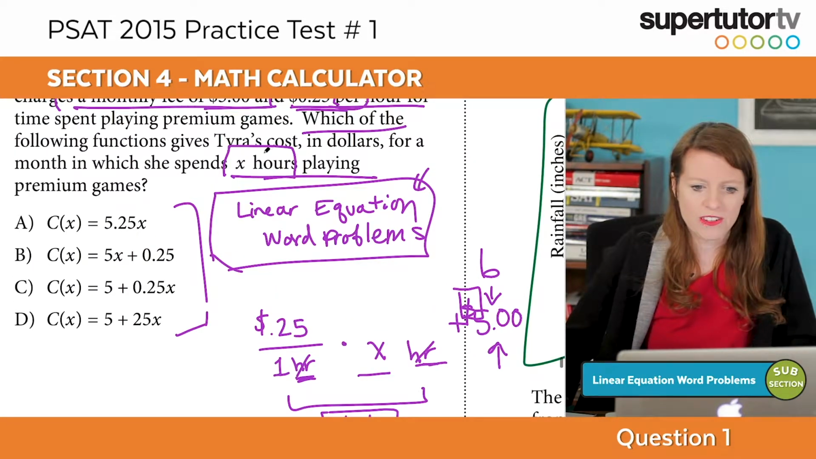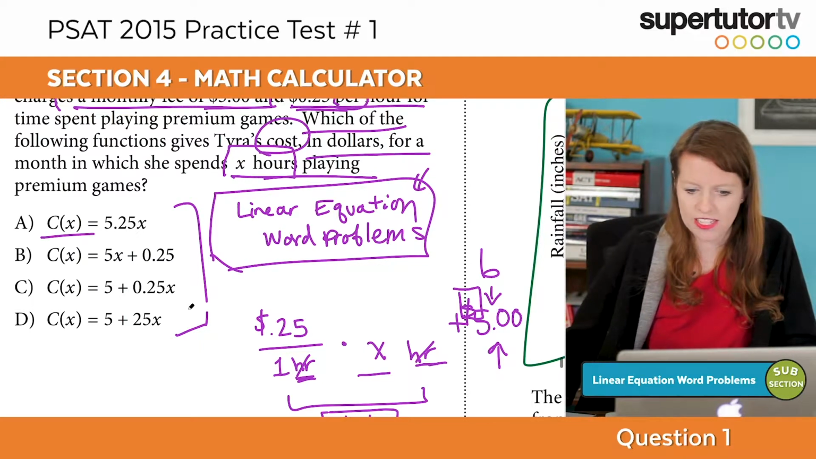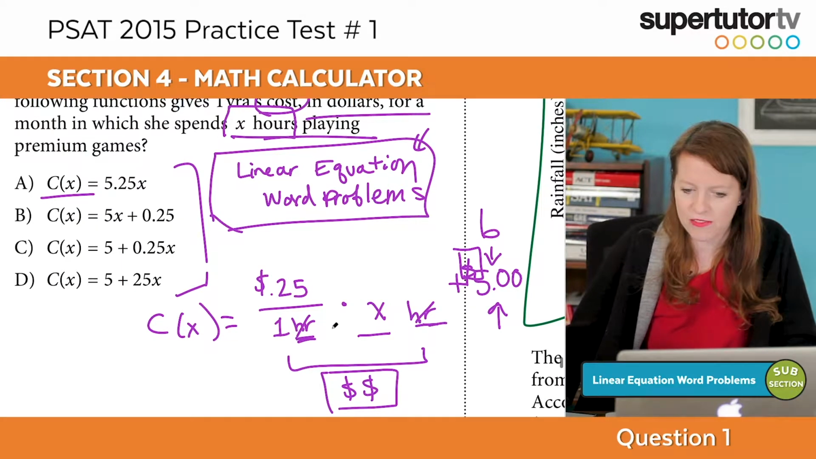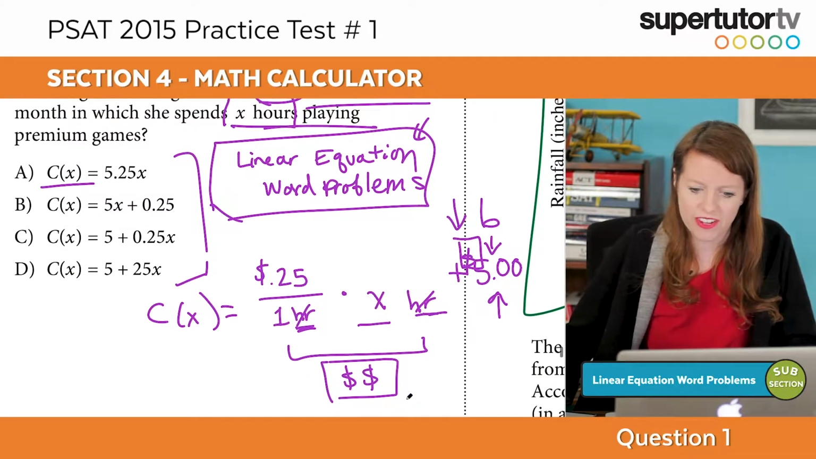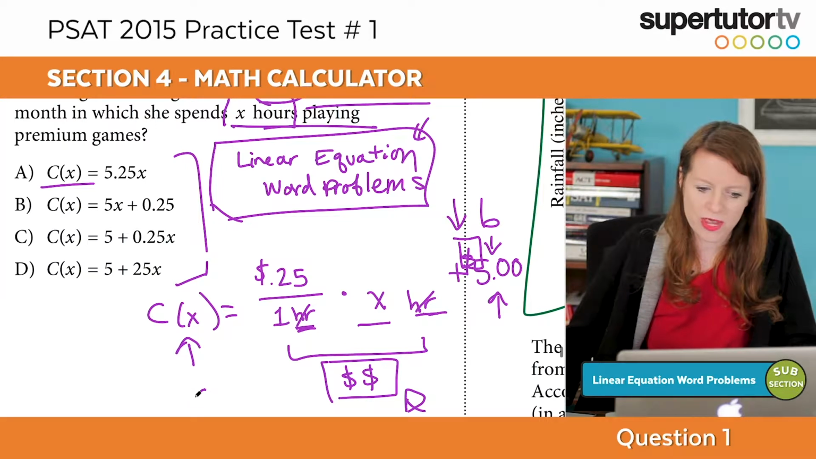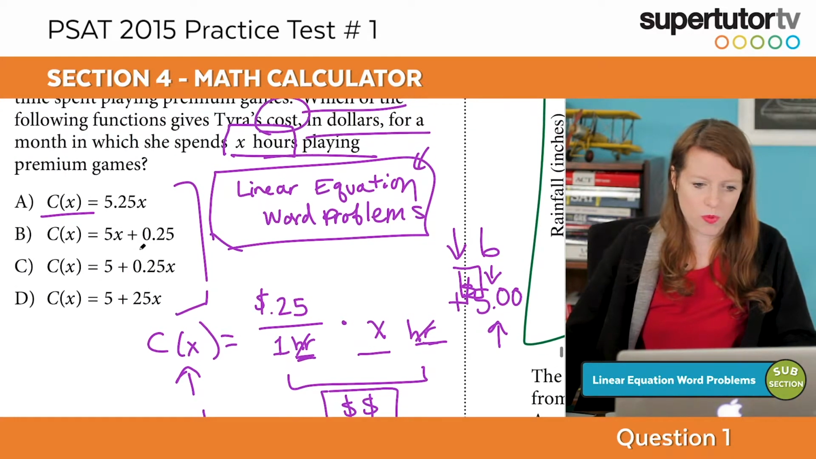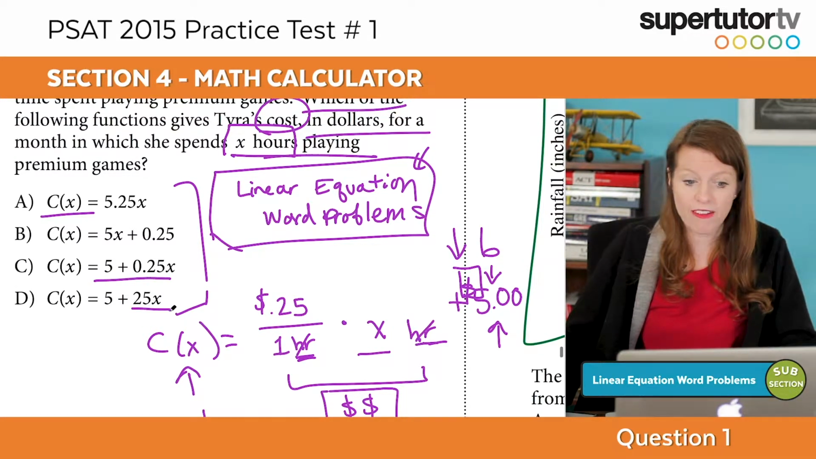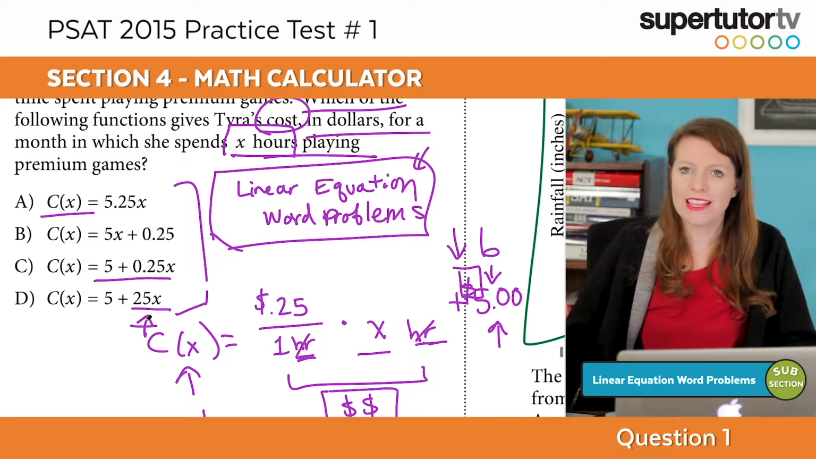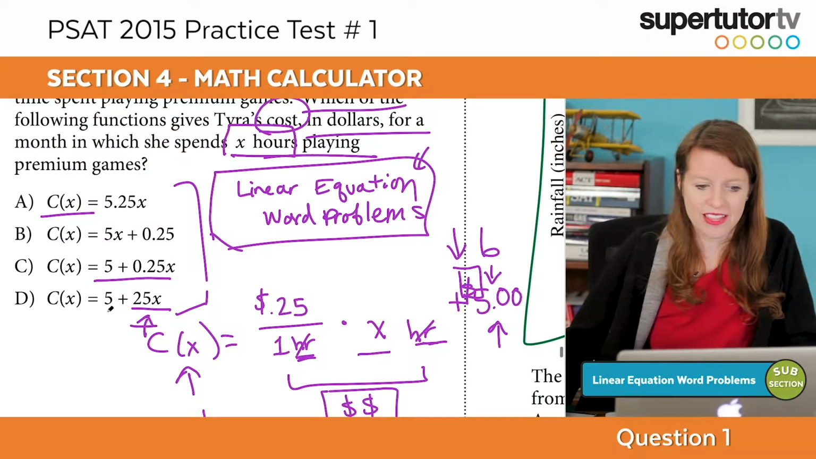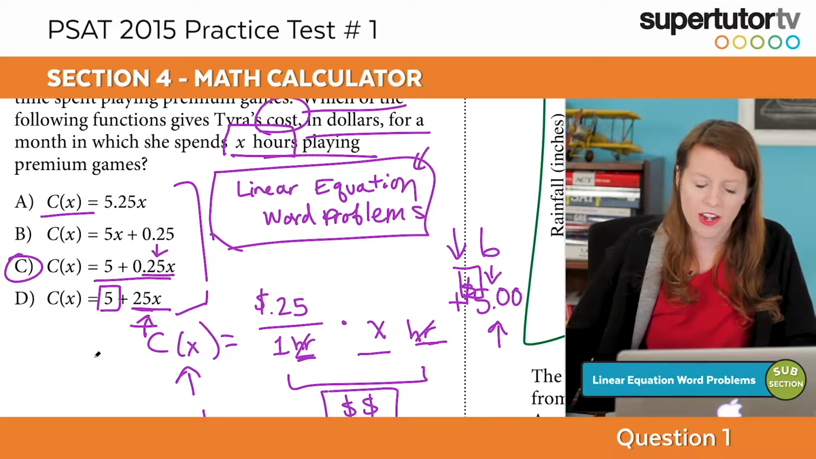Which of the following functions gives Tyra's cost in dollars, and cost is C of x. So this is going to be C of x, and that makes sense, because if I add this amount of dollars to this amount of dollars, that gives me a cost, which is also in dollars. So this is my equation. I'm going to have 0.25x plus $5. I want to make sure that it's 0.25x plus $5 and not 25x, because that would be negating the fact that cents are different from dollars. This is dollars, not cents. This is cents, not dollars. Those are not in the same language. That's why I have to put this in dollars, which is 0.25. And our answer is C.